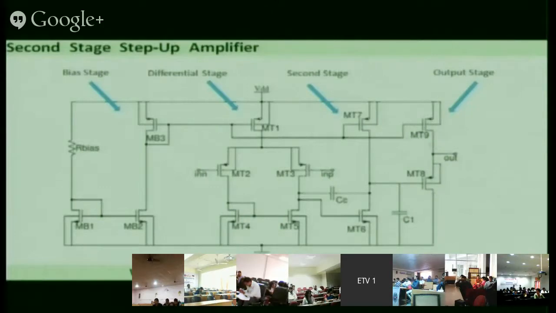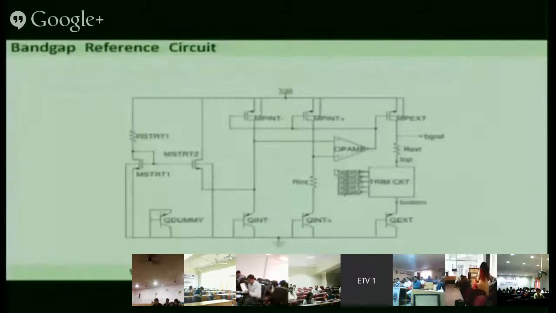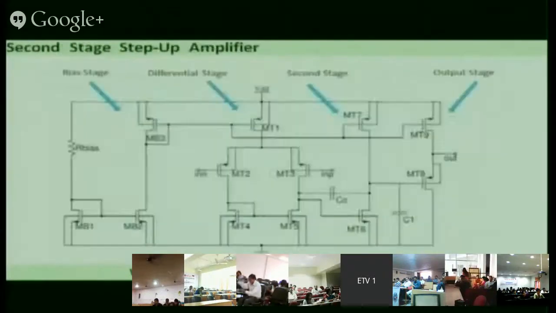Here one transistor is shown, but actually there are fingers in this output stage. This particular thing which I am showing, these two, MT9 and MT8, this block, these transistors, there are around 180 transistors, 183 transistors. Because the current is more, here it is being shown as a single transistor.